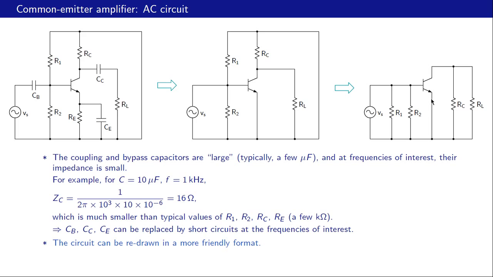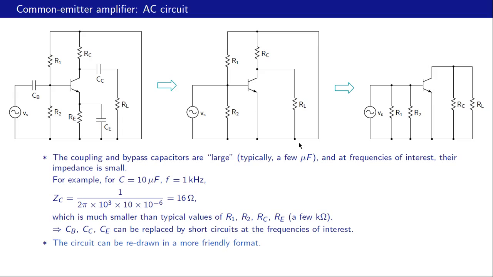Here is the transistor. From the base we have Vs going to ground, R1 going to ground and R2 going to ground. What about this case? Here is the base. We have R2 going to ground, Vs going to ground and R1 also going to ground because we have a short circuit here.